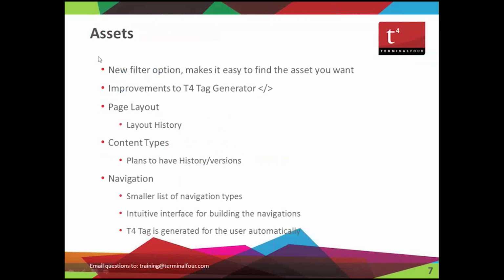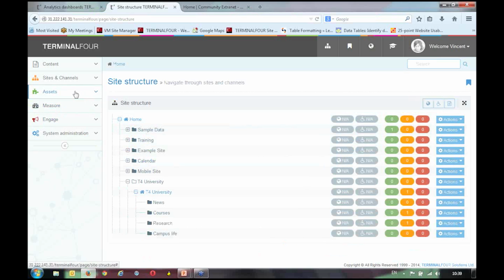Okay, let's take a look at our next area, the assets I would like to demonstrate to you. We'll have a look at the new interface in assets, and this is where there are a lot of very practical improvements, particularly if you are an administrator. I expect you'll find the improvements made to page layouts, where we now have a layout history available to you, quite exciting. The web developers here at Terminal 4 find it exciting, and hopefully you will find it very useful also. We'll look at the new T4 tag generator, and then we'll look at other improvements made to content types, navigations, and so on.